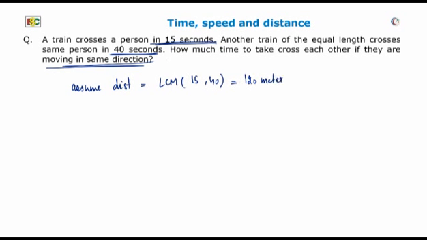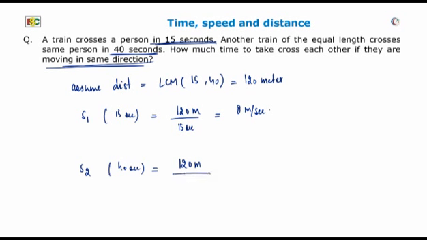Now we can calculate the speed for both the trains. Let's say S1 for the train which crosses a person in 15 seconds is equal to 120, that is distance, upon time, that is 15 seconds, and this will be equal to 8 meter per second. In the same way, S2 for the train which crosses a person in 40 seconds will be equal to distance, that is 120 meter upon 40 seconds, and this will be equal to 3 meter per second.